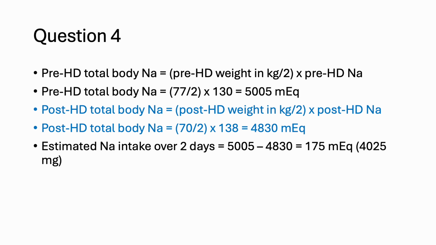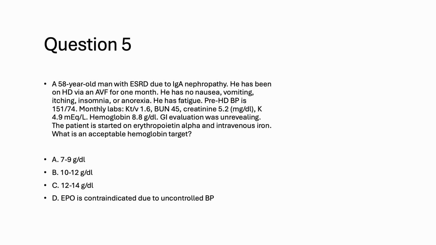Let's move on to question number 5. A 58-year-old man with end-stage renal disease secondary to IgA nephropathy presents with fatigue. This patient has been on hemodialysis via AV fistula for 1 month. He has no nausea, vomiting, itching, insomnia, or anorexia. Pre-hemodialysis blood pressure is 151/74.